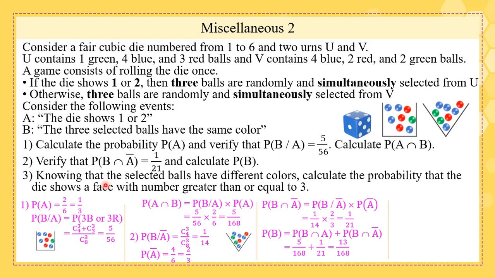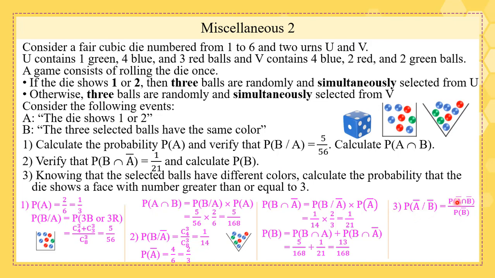Now the last part, knowing that the selected balls have different colors, calculate the probability that the die shows a face with number greater than or equal to 3. This is also conditional probability. Pay attention because we have "knowing that", and this is going to be translated into the probability of A bar given B bar. Let's see why. What do we mean by the selected balls have different colors? It means this is the complement of same color, so this would be B bar. And number greater than or equal to 3 means that the die doesn't show 1 or 2.